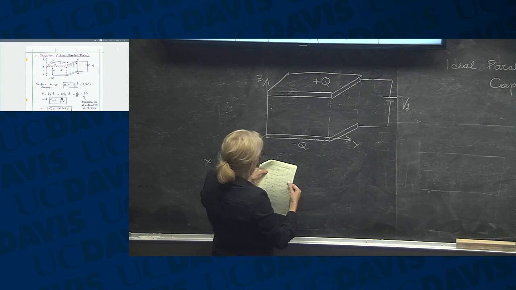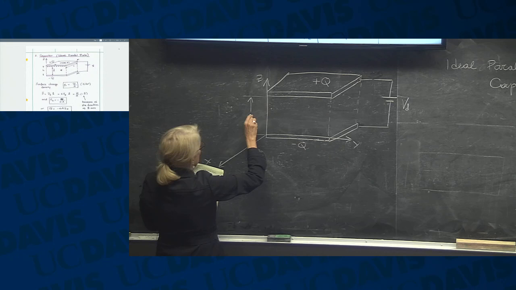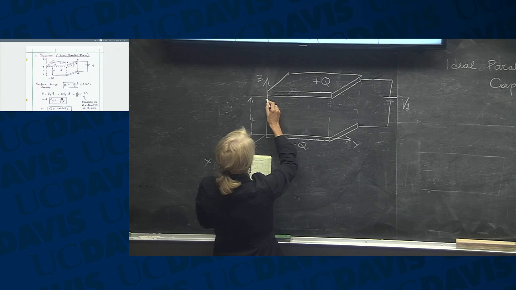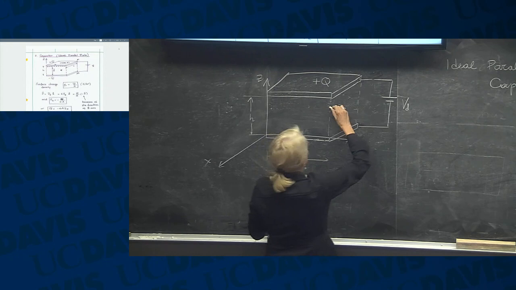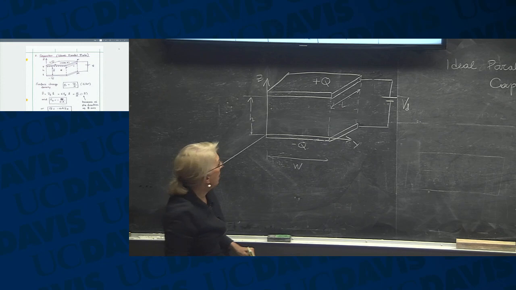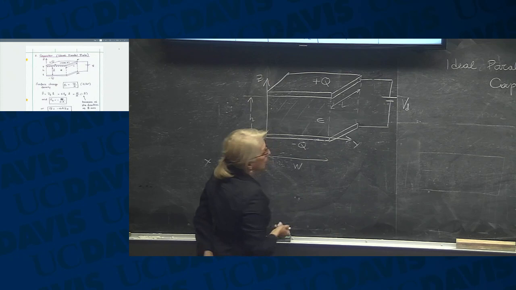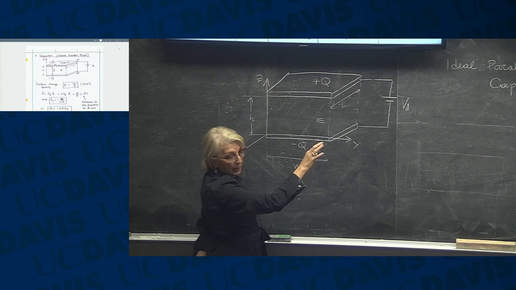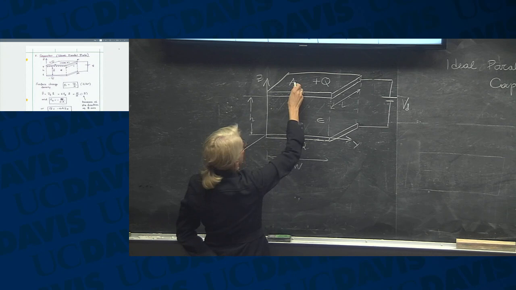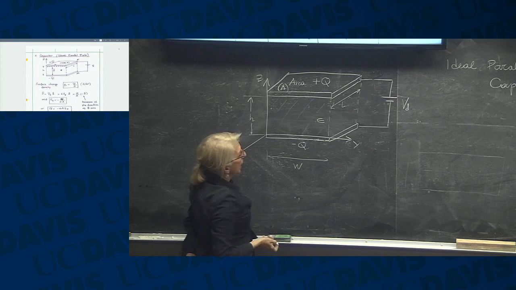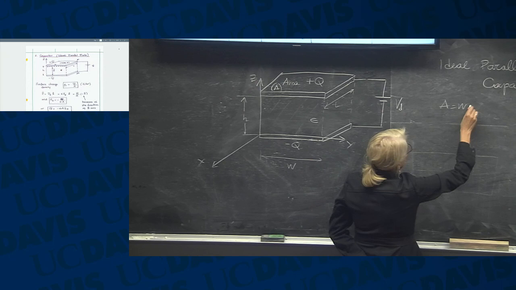We assume that this is H. This is W. This is L. Okay. And then we assume that this now has been filled with a dielectric epsilon. So what we've said is, since it's an ideal parallel plate capacitor, it has an area A, all right, that's area A, and A will be W times L.